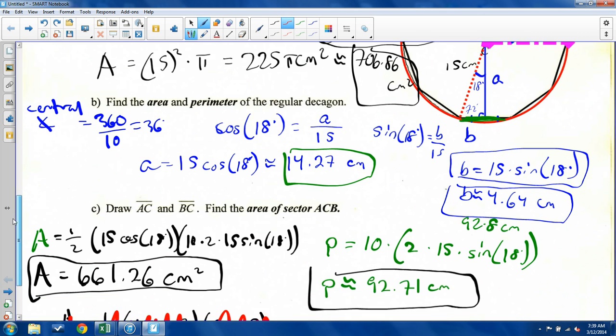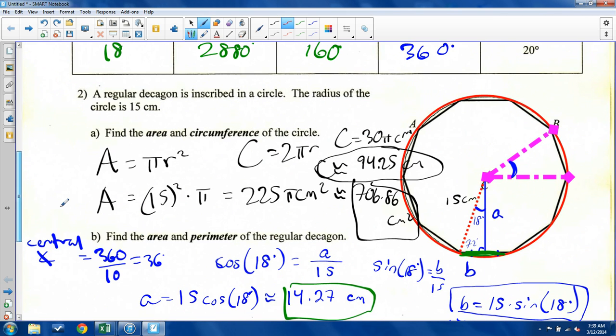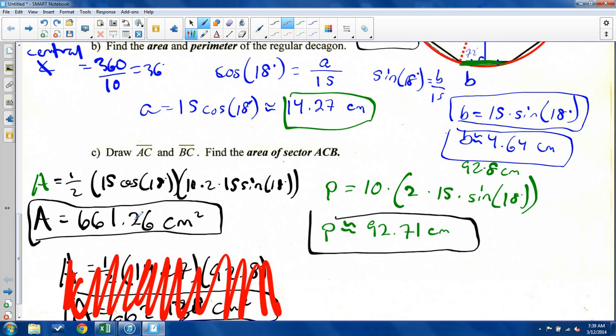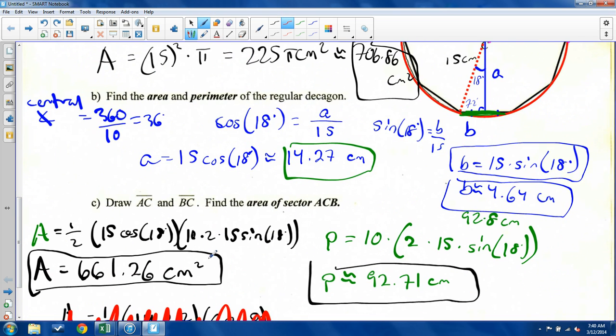And double check this number. Does this number make sense? Is it less than the area of my circle? Look at this. The circle's outside the decagon. The decagon has space that's not being used. So it should be less. And this is why it's good to sometimes round this, because now you know what your number looks like. It's a little over 700. The area of your decagon is under 700. And it's not much less than 700. So yeah, that makes sense. It looks like these numbers are right.